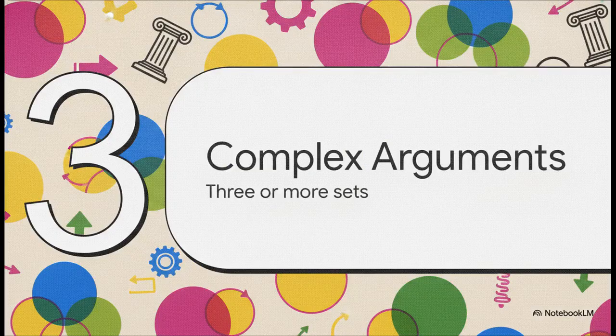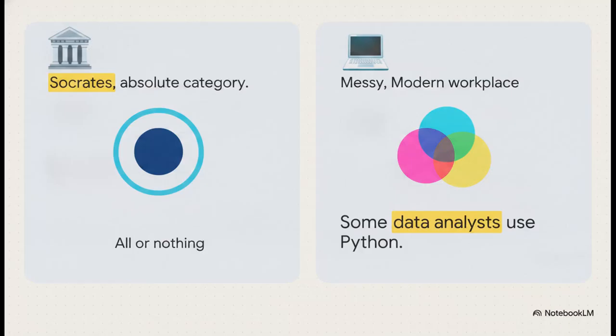Now for Section 3, Complex Arguments in Practice. Let's compare a simple, classic premise with a totally modern workplace scenario. On one hand, we have a clean, absolute category. Socrates is a man. It's an all-or-nothing proposition, which is absolutely perfect for concentric circles, where one is fully swallowed by another. But look at the complex premise.